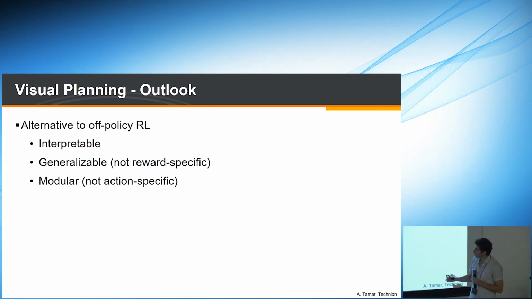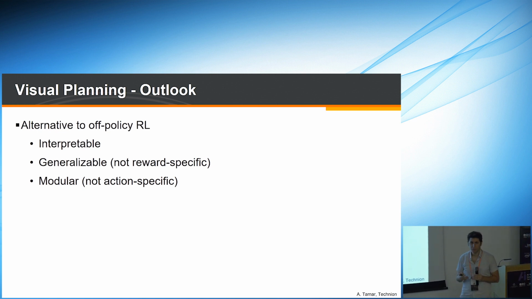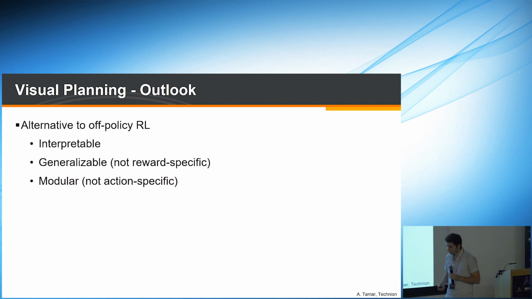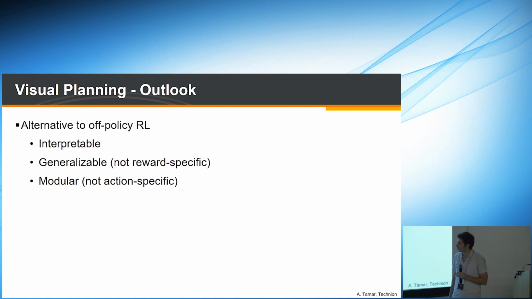So we've proposed this framework, which is an alternative to off-policy RL that we call visual planning. The main benefit here is interpretability. We can see what we plan before we actually take any action. It's also generalizable in the sense that we don't have any reward function. We just look at a goal image and we plan towards that. And it's modular in the sense that we don't care about actions here, so this is not limited to a particular robot. We just learn what the rope can do when we manipulate it, and then after we imagine what the rope needs to do, we let the robot actually carry out that plan, which is very similar, I think, to the way humans think about problems.